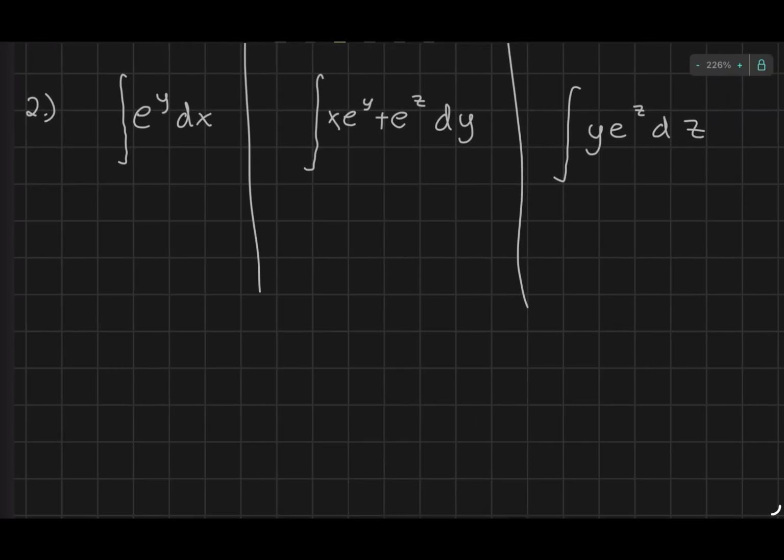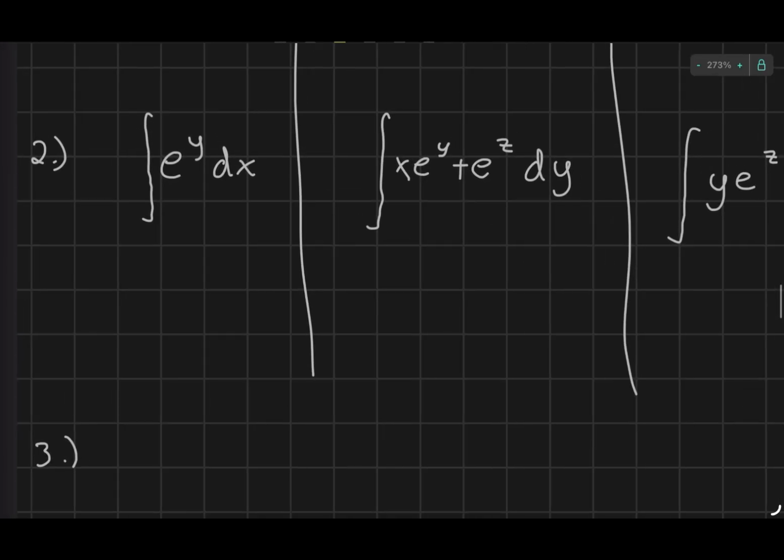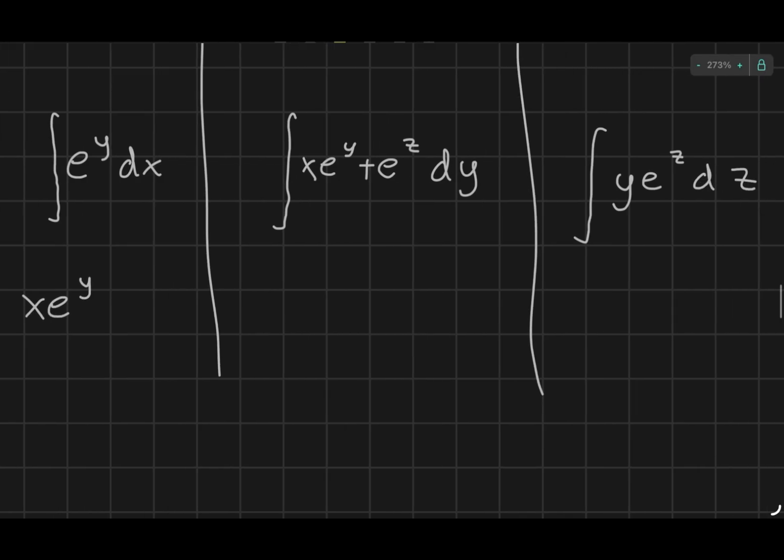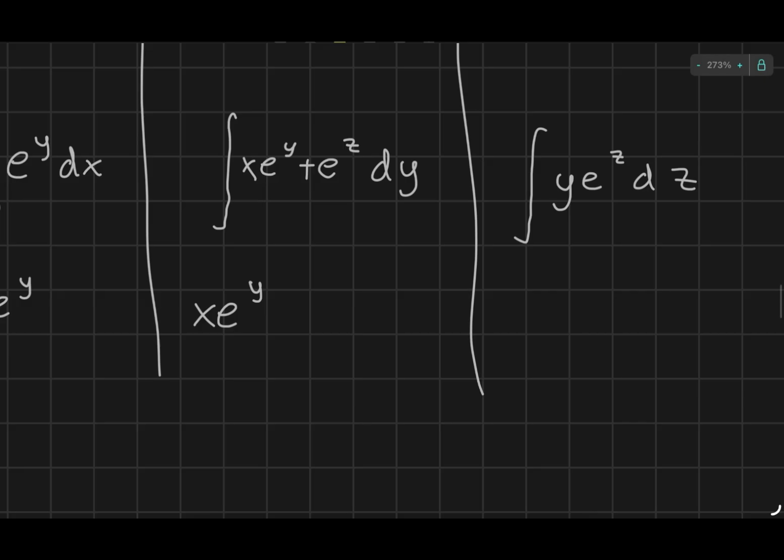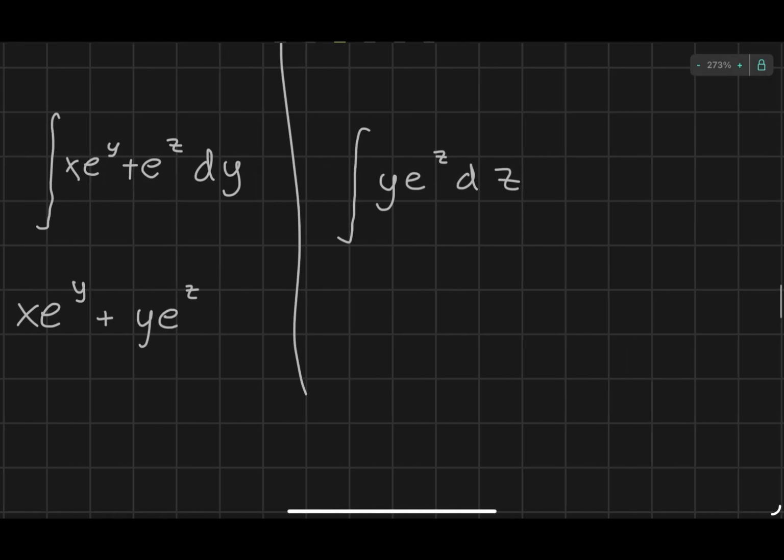So solving all these integrals, our potential function, well, let's go ahead and solve that here. The integral of this is going to be x e to the y. The integral of x e to the y dy is going to be x e to the y. And then e to the z dy is going to be y e to the z. And then this is just going to be y e to the z. That y is treated as constant.